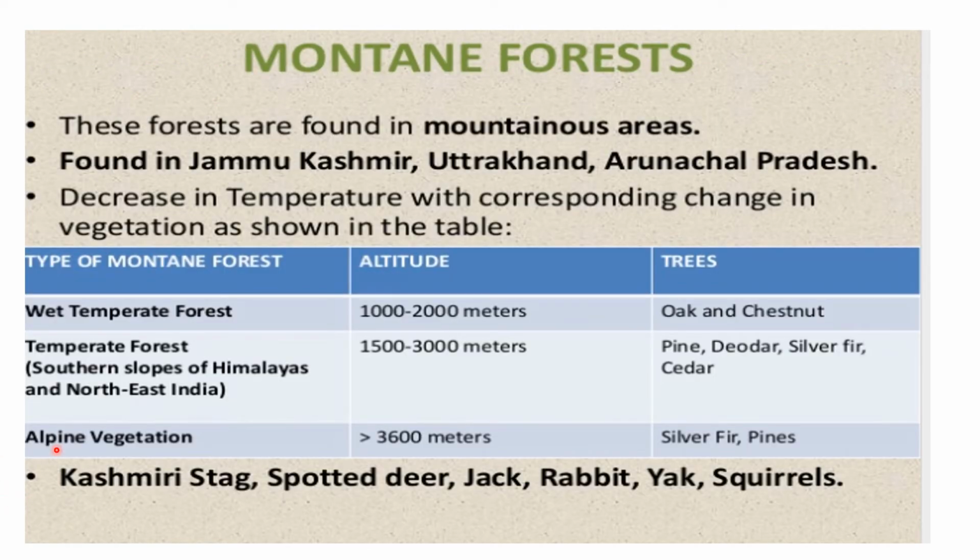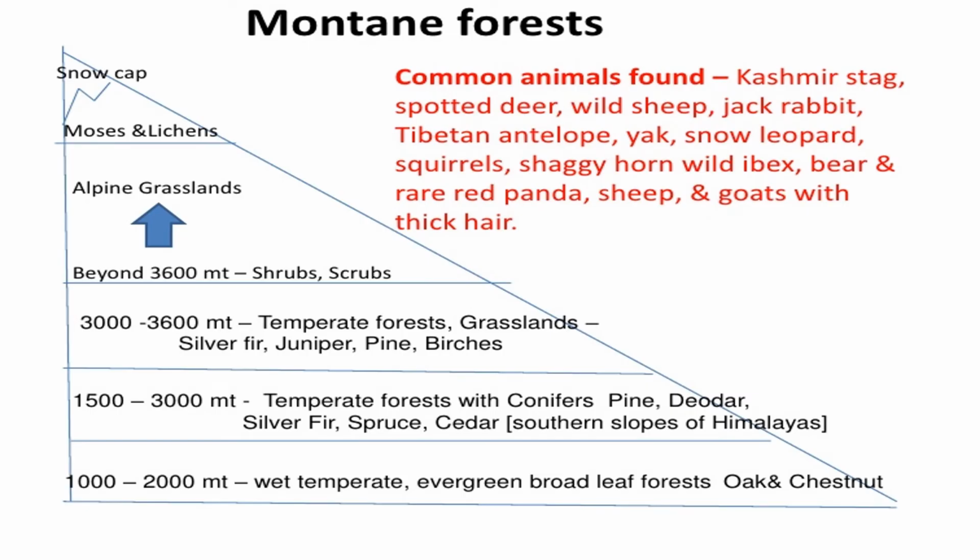Next, we have the montane forests, the forests of the mountainous areas. They are found in Jammu and Kashmir, Uttarakhand, and Arunachal Pradesh. Here, the forests or the trees change with the altitude. So, we have the wet temperate forest, we have the temperate forest, and we have the alpine vegetation. This chart will help you to understand better.